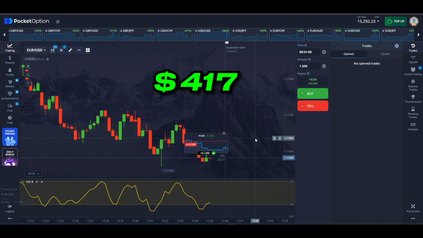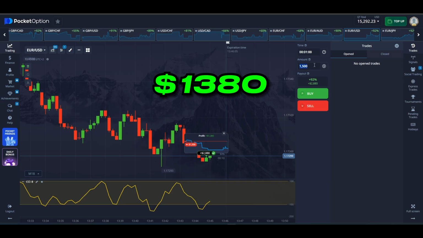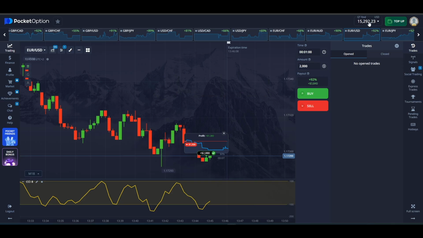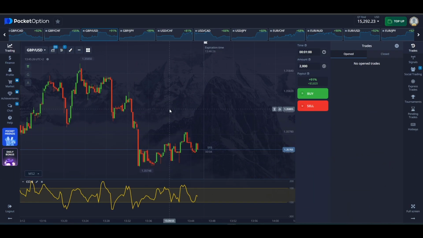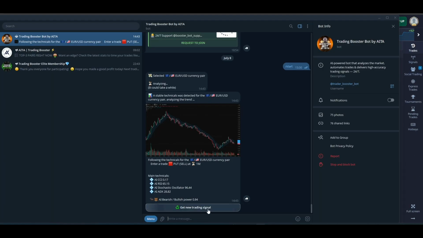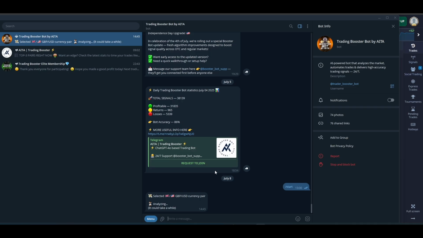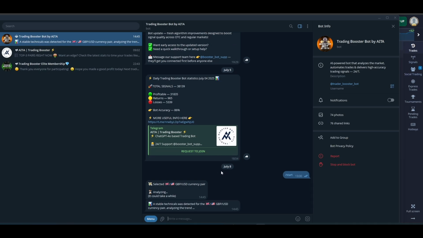Another great trade brings me almost $1,400. Let's open the next trade for $2,000. And as you can see, I've already made over $4,000 in just a few trades. Let's try picking the pound sterling to US dollar currency pair. The trade duration is 1 minute.